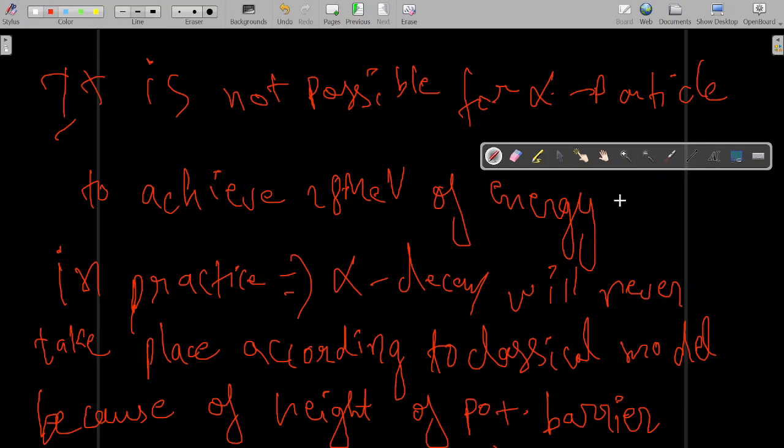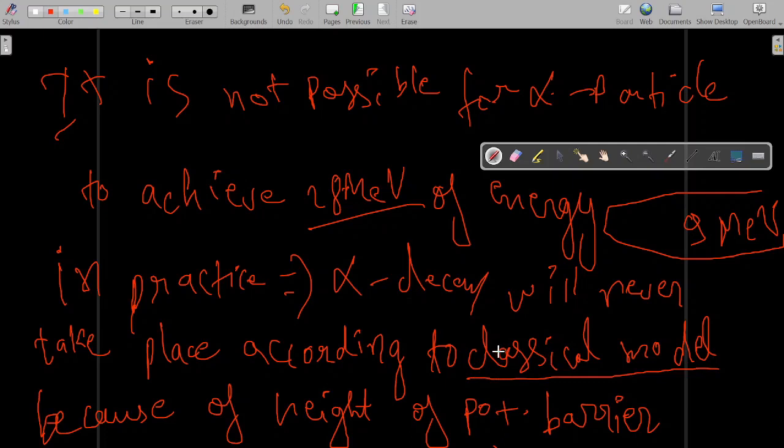The maximum energy which can be attained by an alpha particle is 9 mega electron volt. So to cross the 28 mega electron volt mark is very difficult for the alpha particle. If we rely on this classical model, then it is not possible that alpha decay will take place, because of the height of the potential barrier.